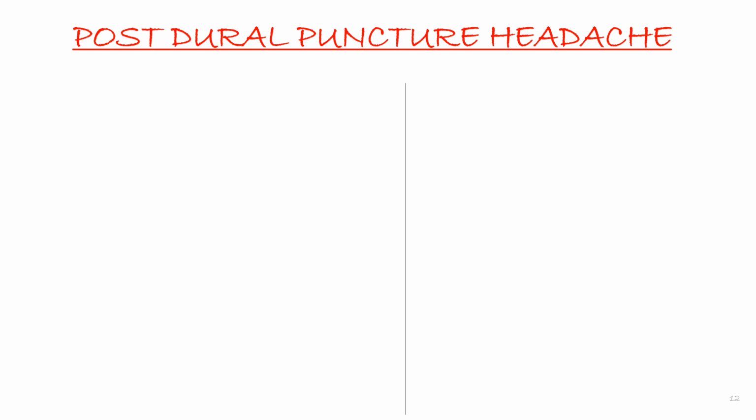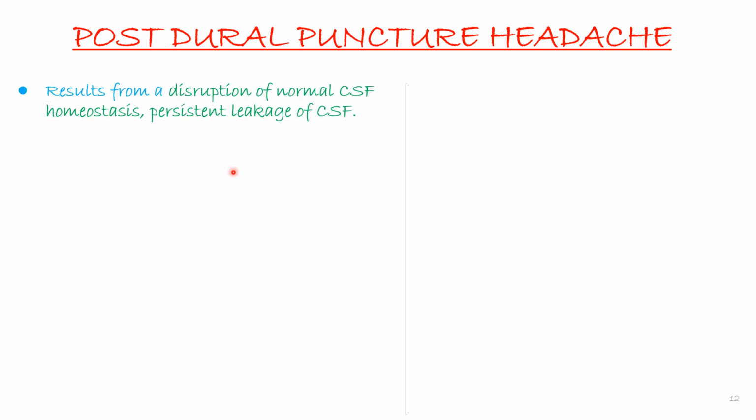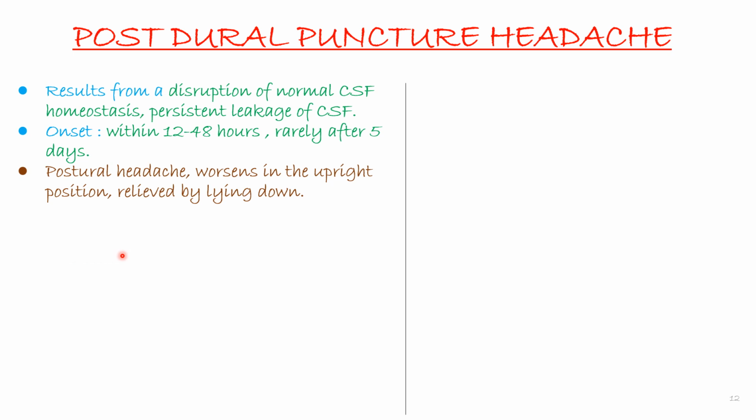So the postural puncture headache, as you mentioned before, usually results from a disruption of the normal CSF homeostasis due to persistent leak of CSF. The onset is usually within 12 to 48 hours after the spinal anesthesia, and rarely after 5 days. The headache is postural, worsening when you are in an upright position. The reason behind this is that when you stand upright, you decrease the pressure in the CSF, therefore increasing the dilatation of the cerebral blood vessels, and it is usually relieved while lying down.